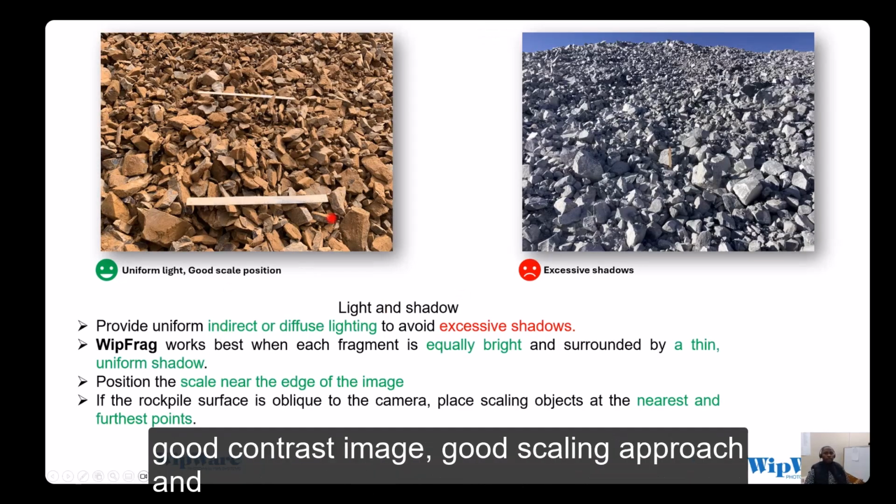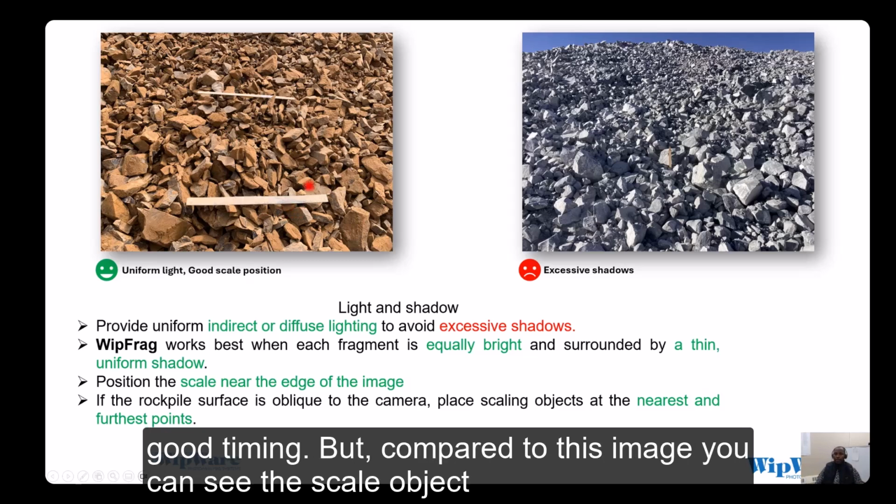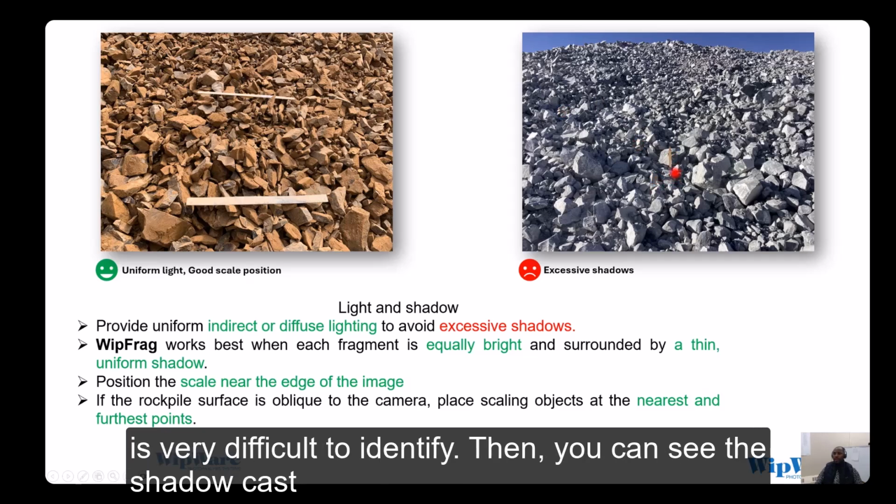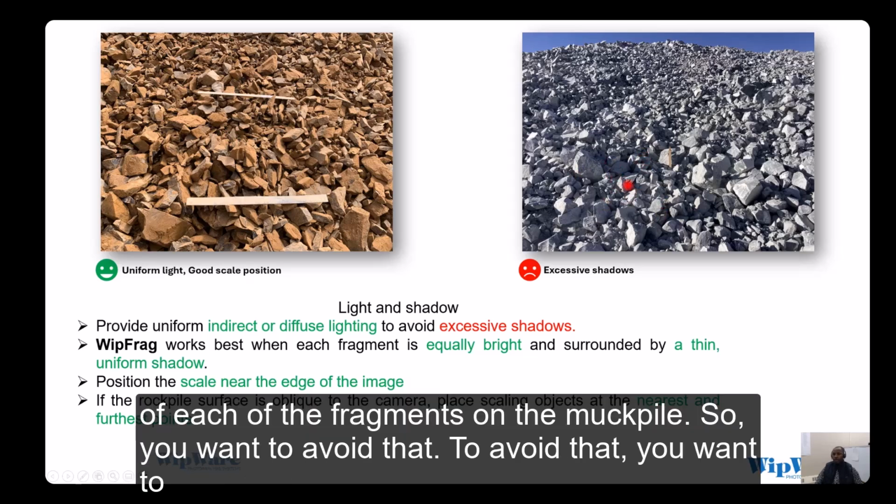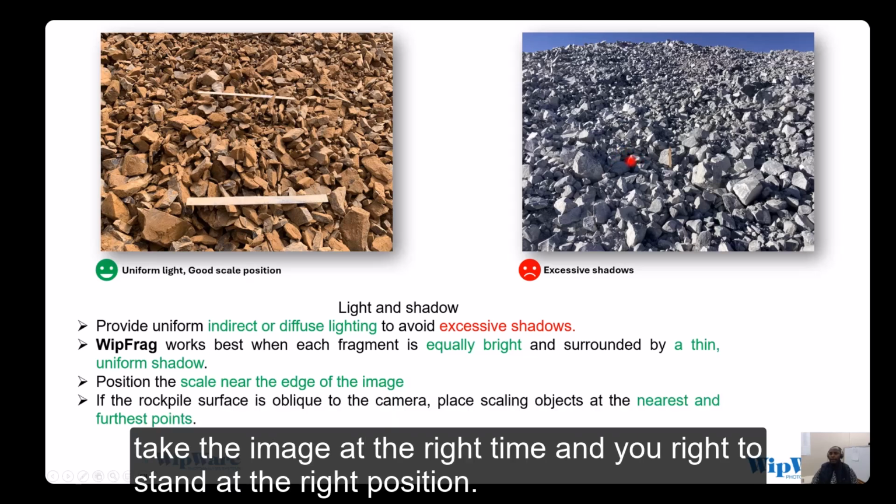Good image, good contrast, good scaling approach, and good timing. But compared to this image, you can see the scale object is very difficult to identify. Then you can see the shadow cast by each of the fragments on the muckpile. So you want to avoid that. To avoid that, you want to take the image at the right time and you want to stand at the right position.